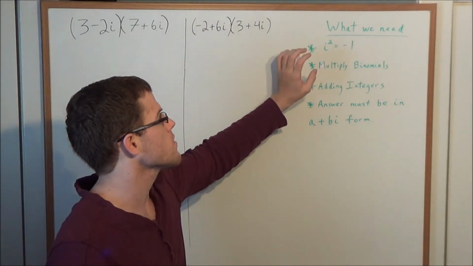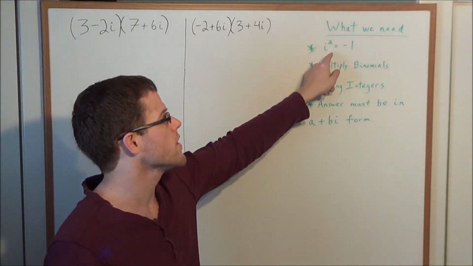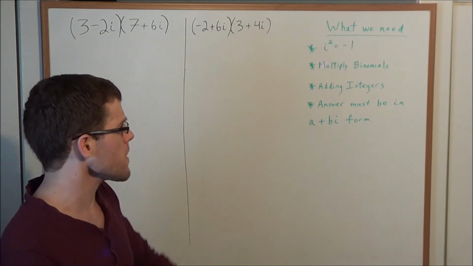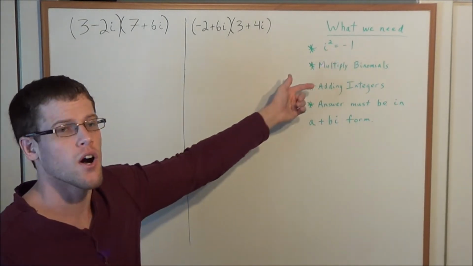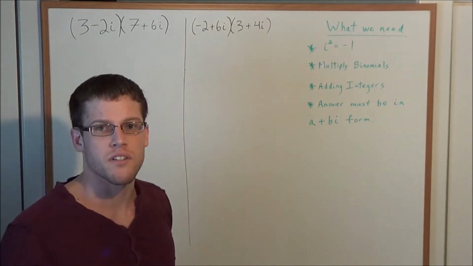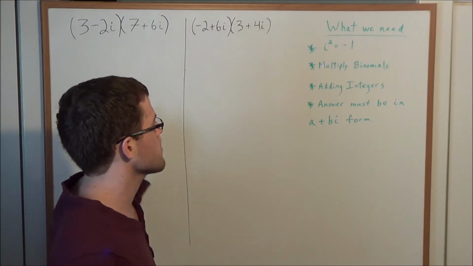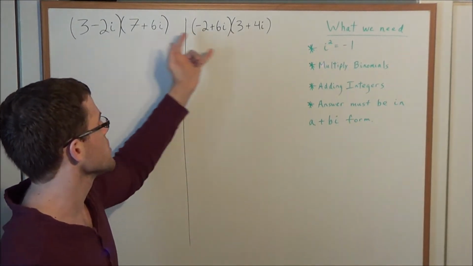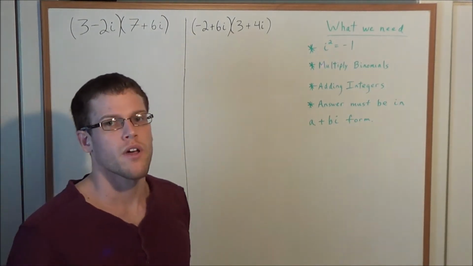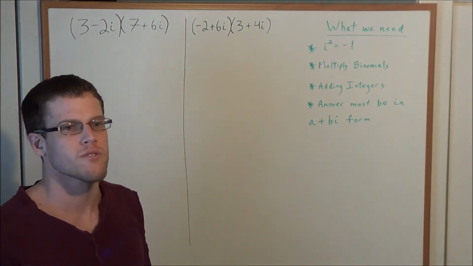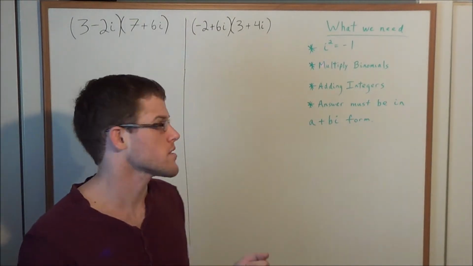We need the fact that i squared is equal to negative 1. This is just a fundamental definition of i, which gets the complex numbers started. We also need to be able to multiply binomials. In each of these examples, it's important that we know how to utilize the distributive property, or as most teachers will show it, the FOILing process.